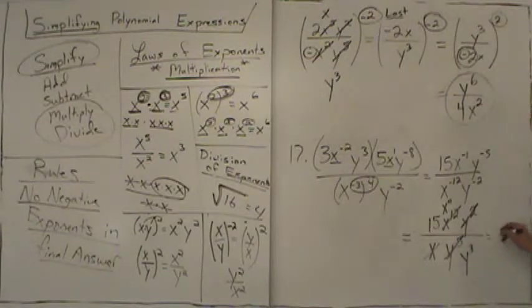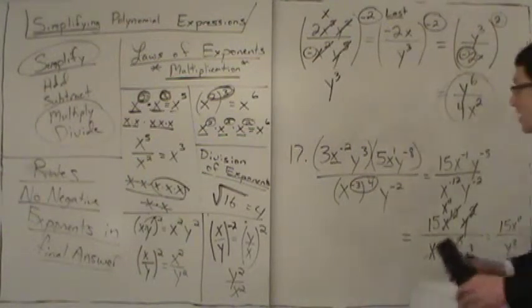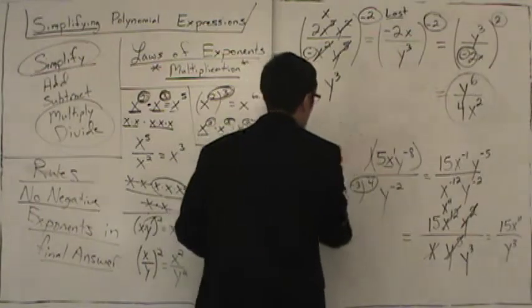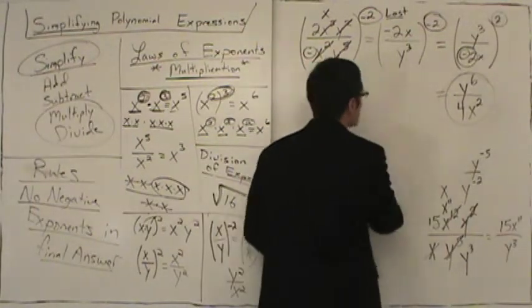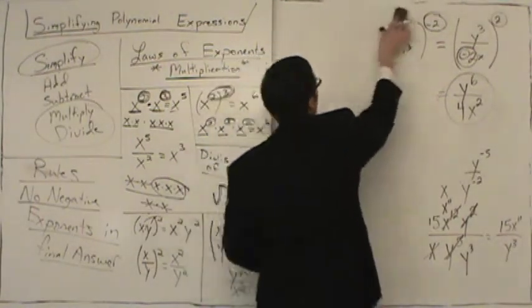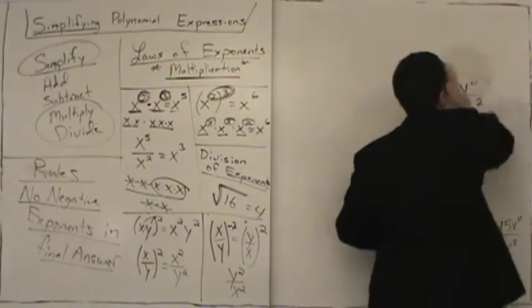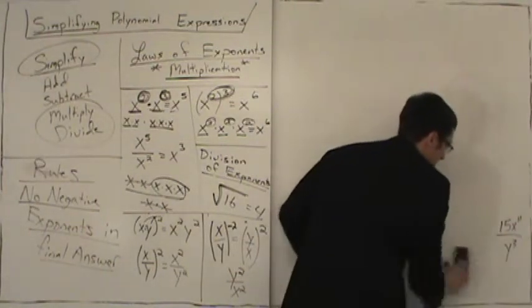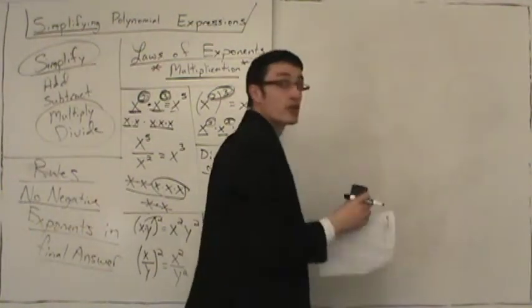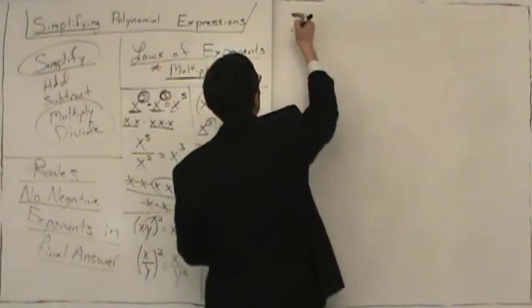So we have y cubed on the bottom. Our final answer is 15x to the 11th over y to the third. And two more problems. These problems that I'm going to do now are like number 43 and number 44 in your textbook on page 338. These problems tend to give students a little bit of difficulty, and they're like your quiz questions. So the quiz questions will be a lot like this.